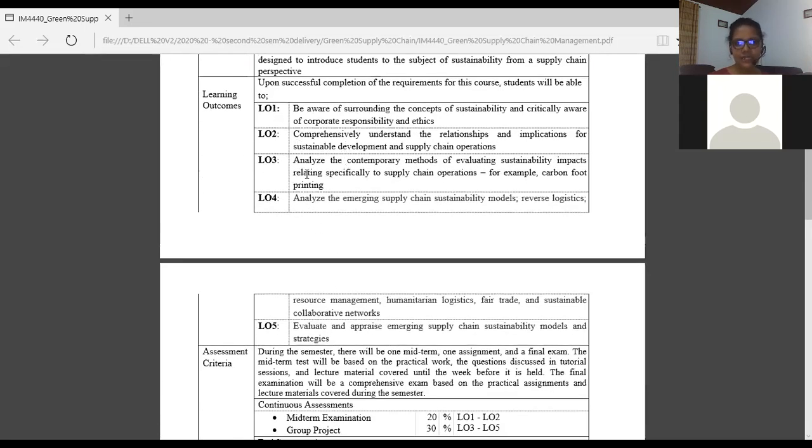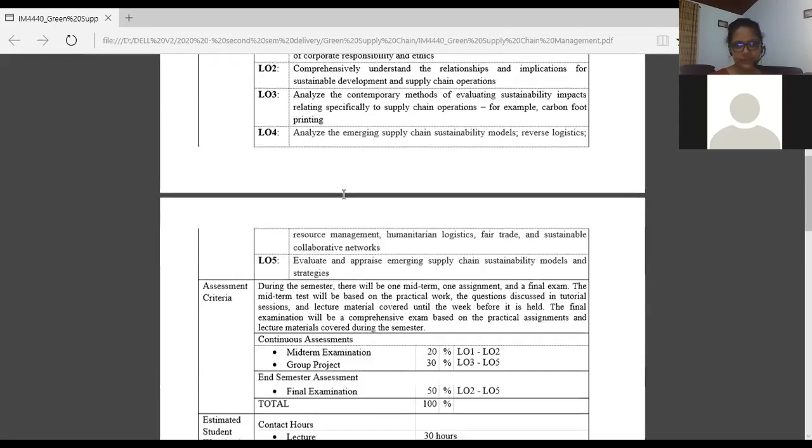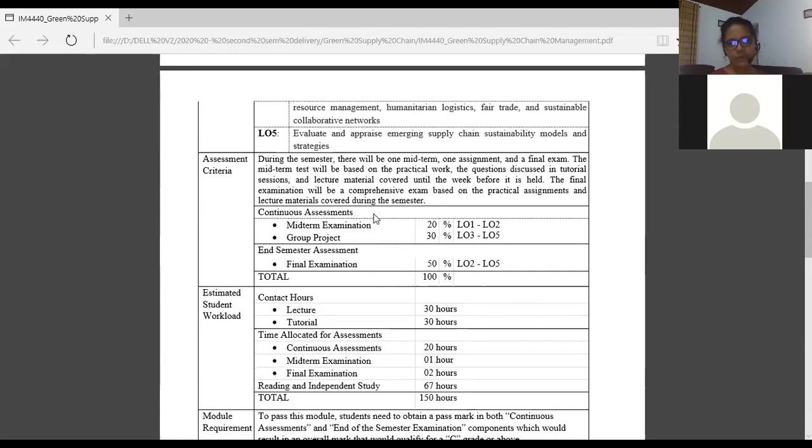So these are the learning objectives. At the end of the module, at the end of this semester, you must have achieved all these 5 objectives. Looking at the assessment criteria, the most important criteria for you all: when it comes to this module, 50% of your marks is based on continuous assessments, whereas 50% goes for the final examination. Even though it is indicated as 20% for a midterm examination, I don't have any intention to conduct a midterm examination. Instead of a midterm examination, I'm planning to give an individual assignment for you all.